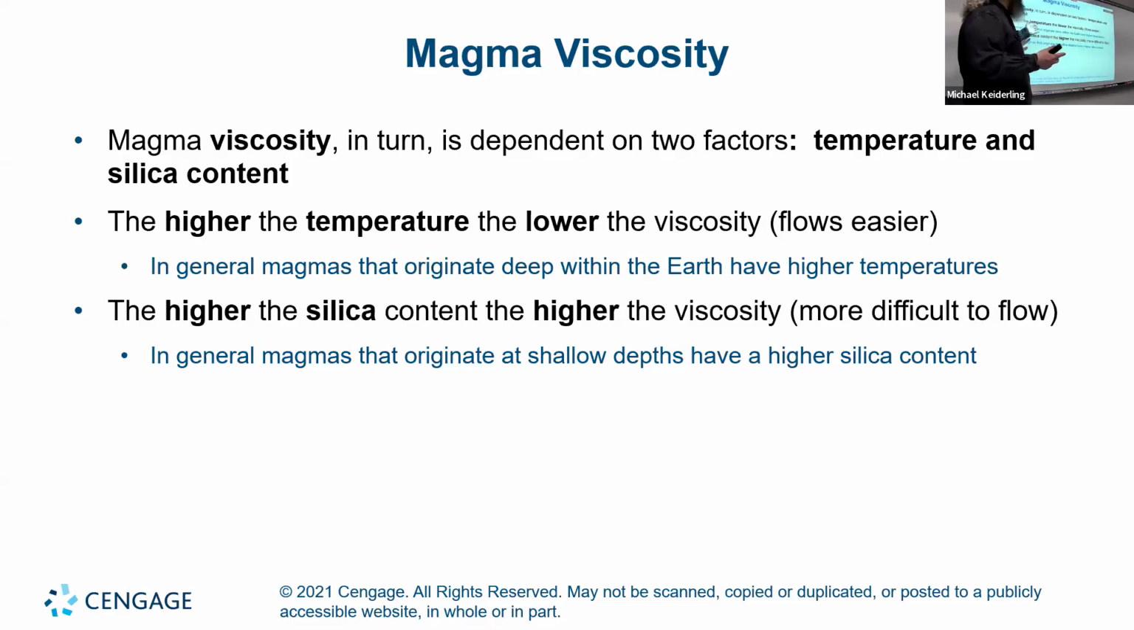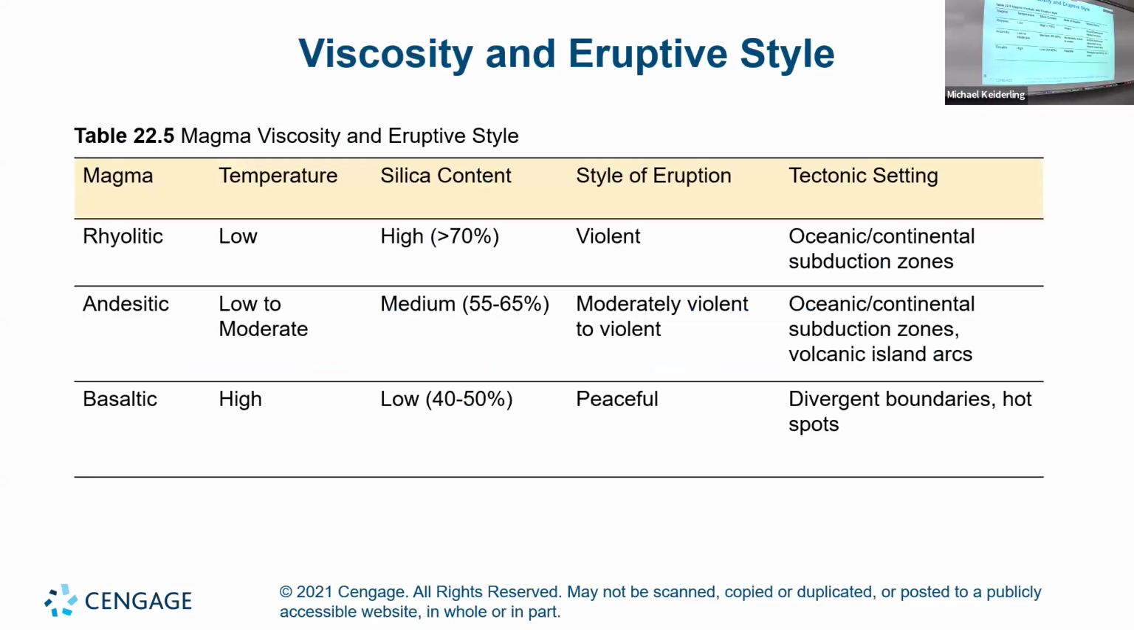In general, magmas that originate deep within the earth have higher temperatures. They also have less silica content. And the higher the silica content, the higher the viscosity, the more difficult it is to flow. In general, magmas that originate at shallow depths have higher silica content and lower temperatures. And it turns out part of the way rock melts is that the high silica magma melts out first, then the low silica magma melts out at a higher temperature. So different minerals melt at different temperatures, and that's part of this process.